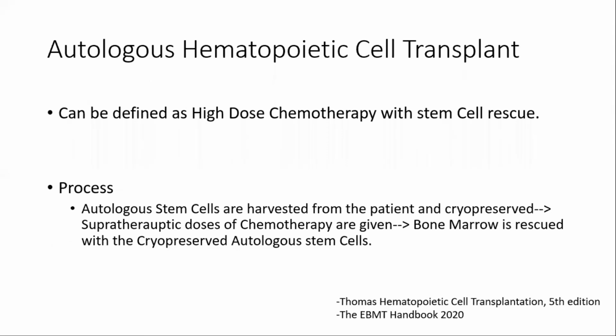So next we'll be seeing autologous transplant. So what is it? It is just high dose chemotherapy and we give a stem cell rescue. So what we do here is we take autologous stem cells from the same patient, cryopreserve them, and give a supratherapeutic dose of chemotherapy. So what this does is this kills all the quiescent cancer cells which will not be taken care of by the normal chemotherapy. And then the side effect of it is bone marrow aplasia, which is rescued with your graft, the cryopreserved graft which we have given.